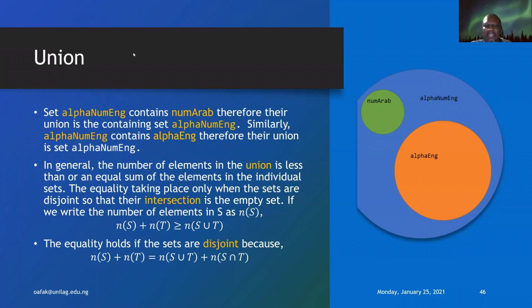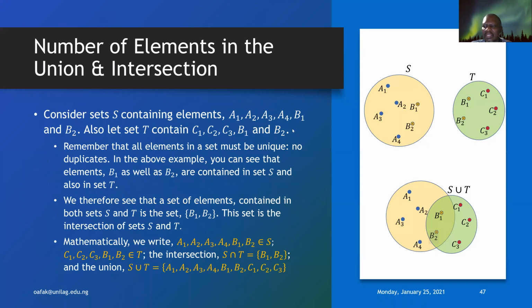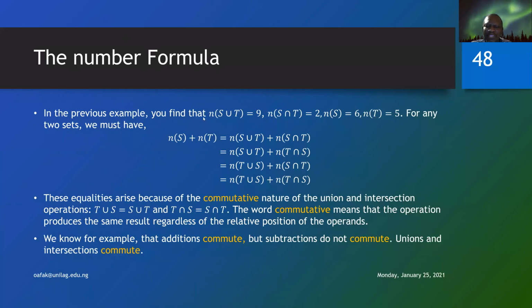Okay, so that is the number of elements in the union and in the intersection. So in the previous example, you see that the number of elements in the union is 9, the number of elements in the intersection is 2, the number of elements in S is 6, number of elements in T is 5. For any 2 sets, we must have this equation. Now, this equation is the same thing as this equation. All we have done from here to here is that we have transposed this expression.